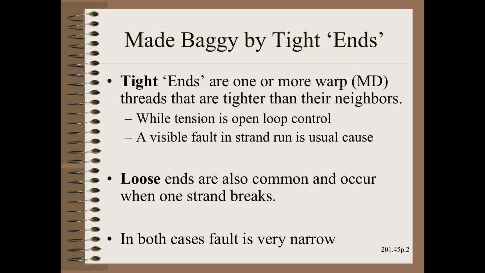Yet, the more common case of a tight end is a fault in the thread run. One example is if the routing were different or tangled. Consider that there are thousands or even 10,000 threads. This is not such an unlikely situation. It is also possible for a particular thread to become loose. This is almost always because it is broken. In any case, the tight and loose ends make very narrow bagginess compared to what other industries experience.